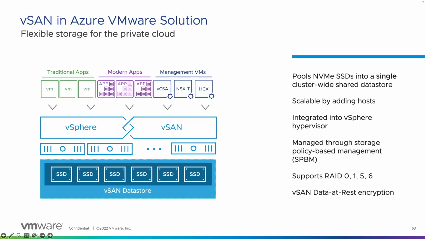vSAN supports RAID 0, 1, 5, and 6, and vSAN data at rest encryption, which basically means if a drive goes bad and Microsoft replaces it, data at rest guarantees that that data is encrypted.